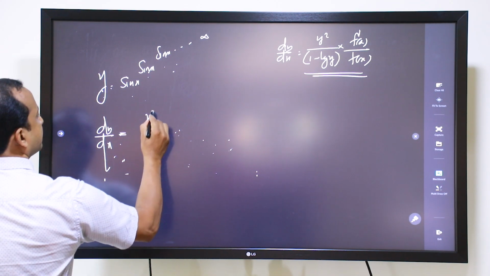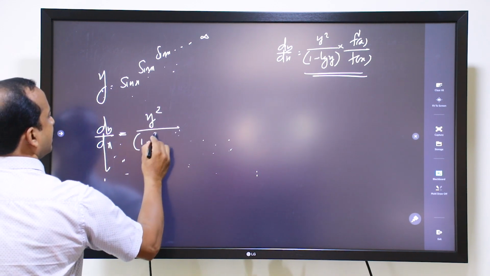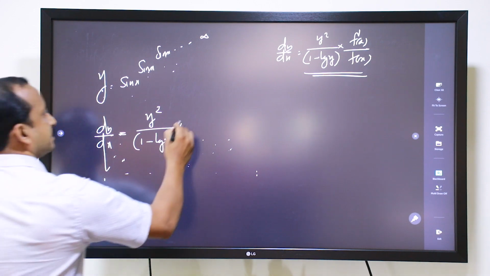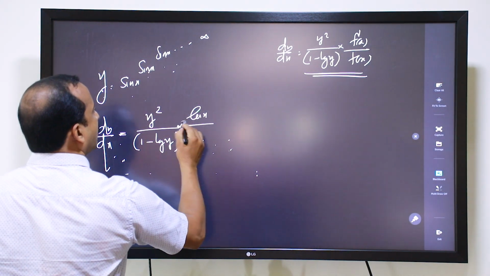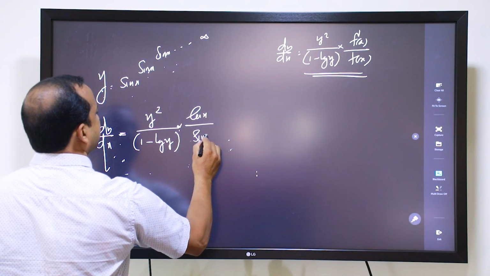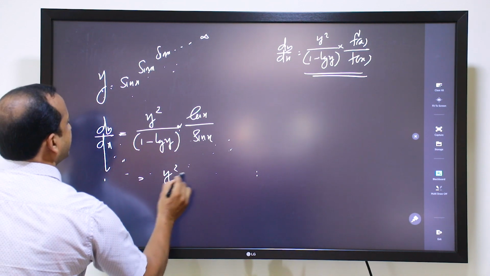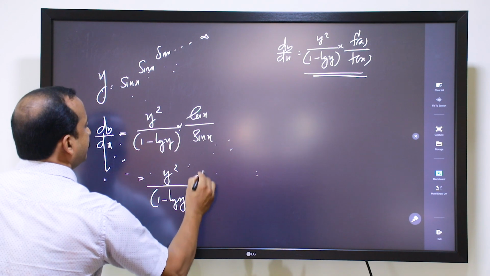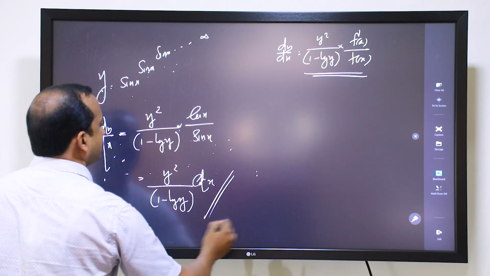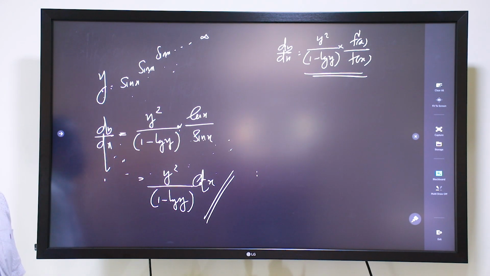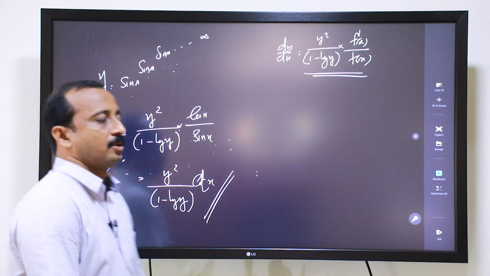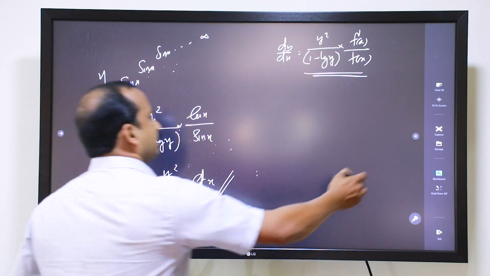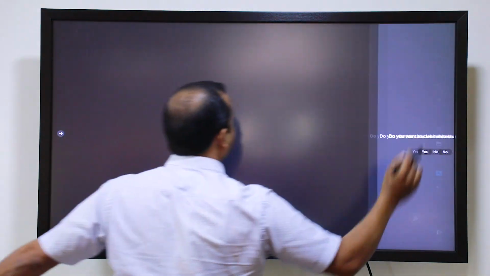using the formula, the answer becomes y square divided by 1 minus log y, into the derivative of sin x, which is cos x, the whole divided by that function, sin x. That is y square divided by 1 minus log y into cot x. That's all. It's very simple. f dash x means the derivative of sin x, which is cos x, divided by that function sin x. We get the answer.